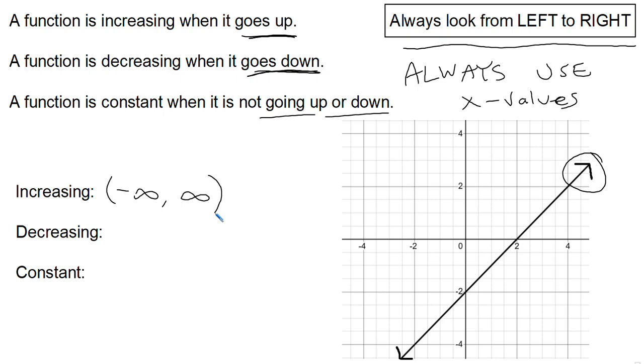If it's increasing for all of the real numbers from negative infinity to infinity, it can never be decreasing, and it can never be constant. And we can see that. There's no places where this graph goes down as you look from left to right, or where it's flat. So this one only has an increasing interval.